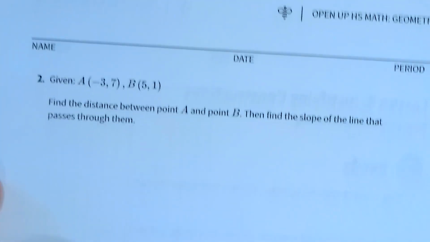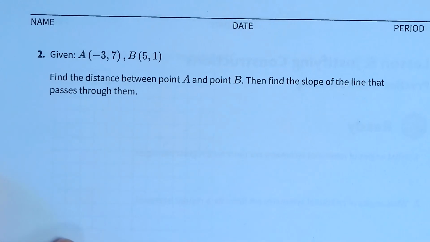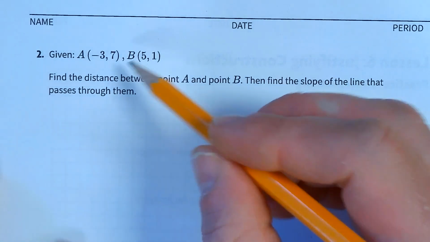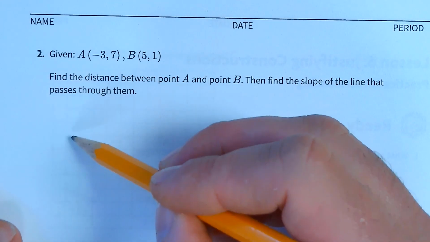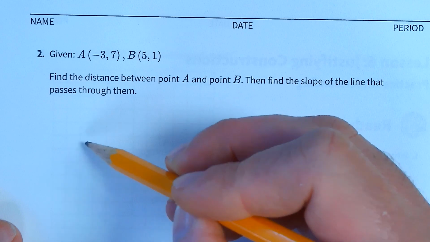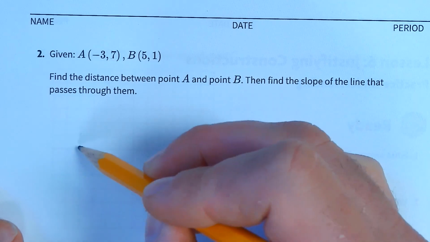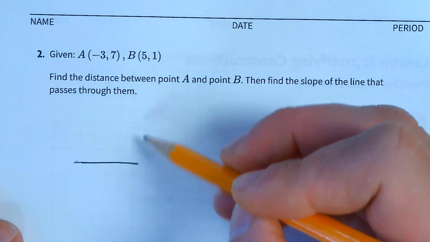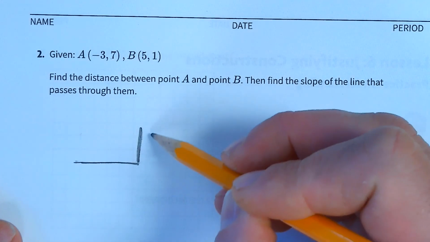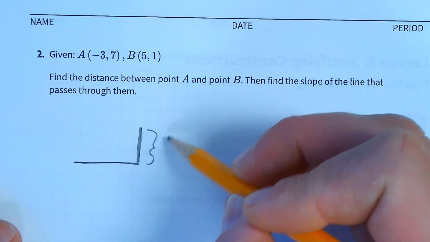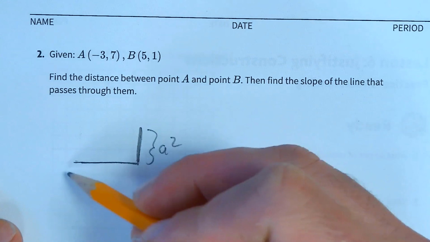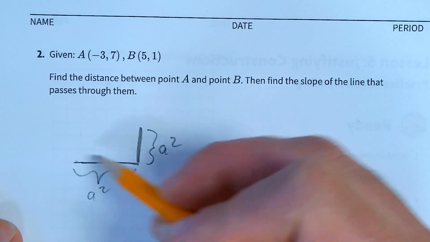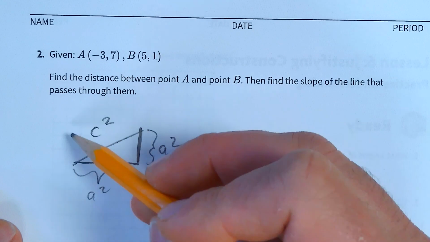Find the distance between point A and B, then find the slope of the line that passes through them. All right, here's the thing. You can find the distance in the x direction, and find the distance in the y direction, and take this distance and square it, and take this distance and square it, and that'll be this distance squared, but then we have to square root it.